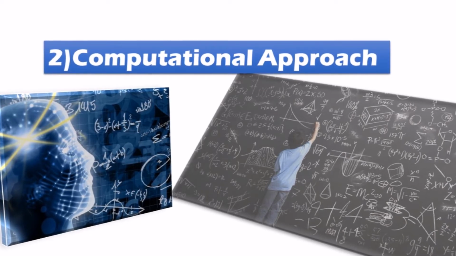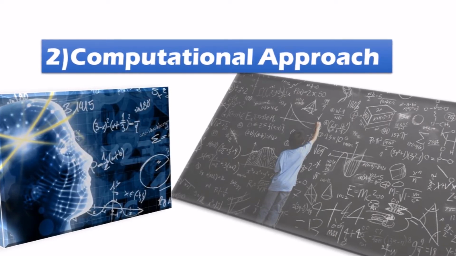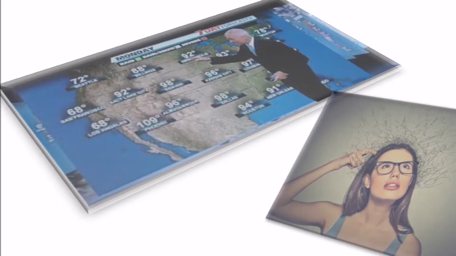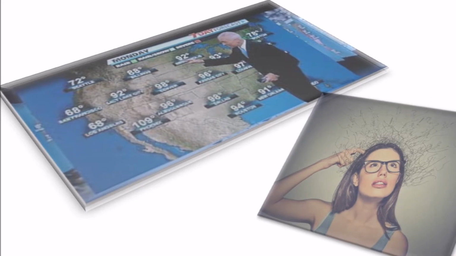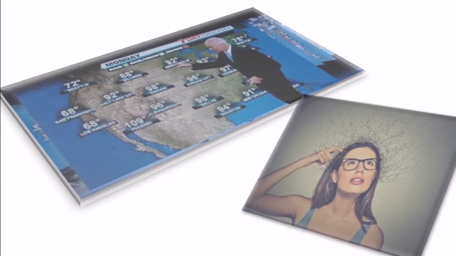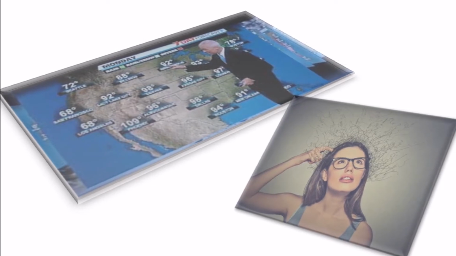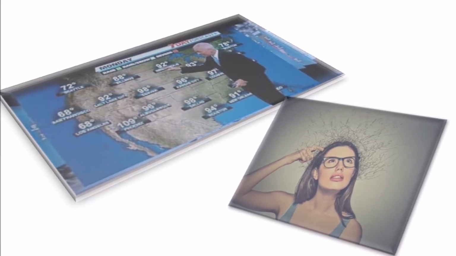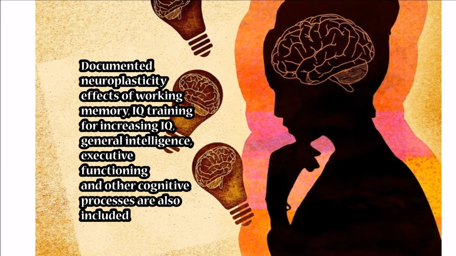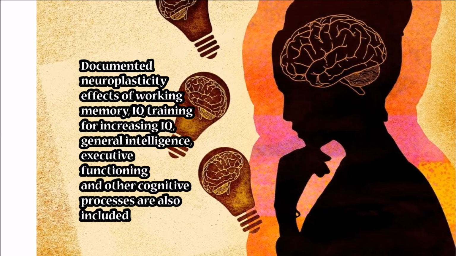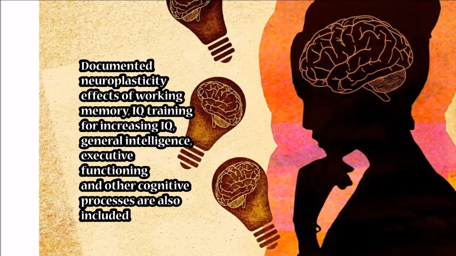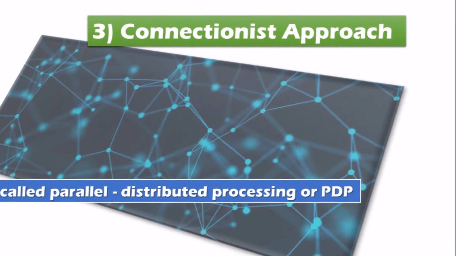Verbally expressed statements are sometimes flawed by internal inconsistencies, logical contradictions, theoretical weaknesses, and gaps. Computational modeling is used to study a wide range of complex systems. Some examples include forecasting the weather, analyzing and making predictions based on numerous atmospheric factors. Documented neuroplasticity effects of working memory, IQ training for increasing IQ, general intelligence, executive functioning, and other cognitive processes are also included.